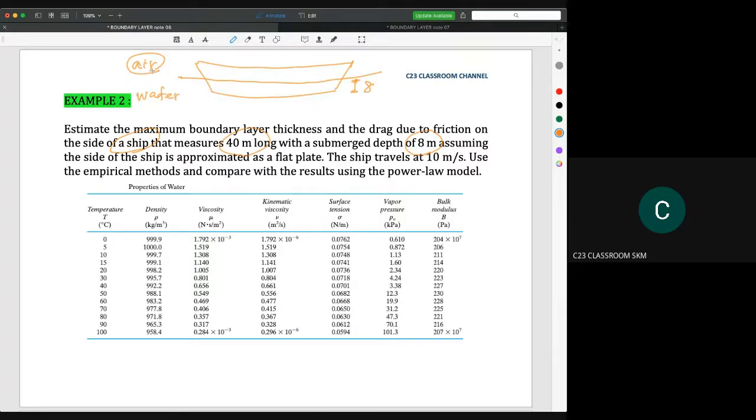Okay, so the ship is curved. The design of a ship may be something curved like this, but to simplify the calculation as stated here, we just imagine that this is actually a flat plate. So now we have a long flat plate like this. The length here is 40 meter long and the width here is 8 meter.